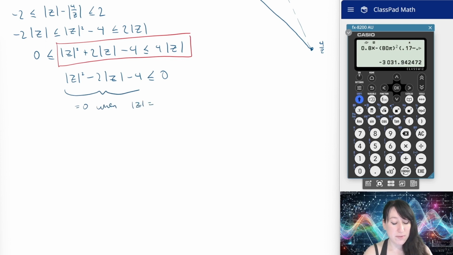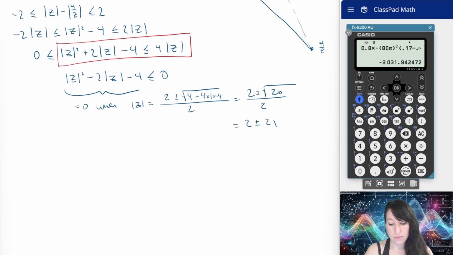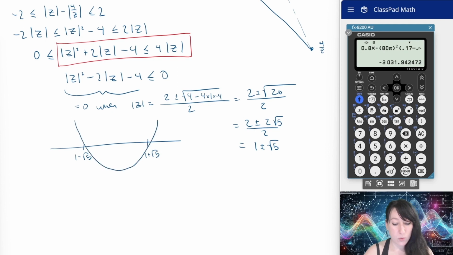So by the quadratic formula, -2 plus or minus the square root of 4 minus 4 times 1 times -4, all over 2. So that becomes 1 plus or minus root 5. Now, it's quadratic. If we think of it as a parabola, it's up-facing with roots 1 minus root 5 and 1 plus root 5. So when is it less than or equal to 0? And that's going to be between those two roots.